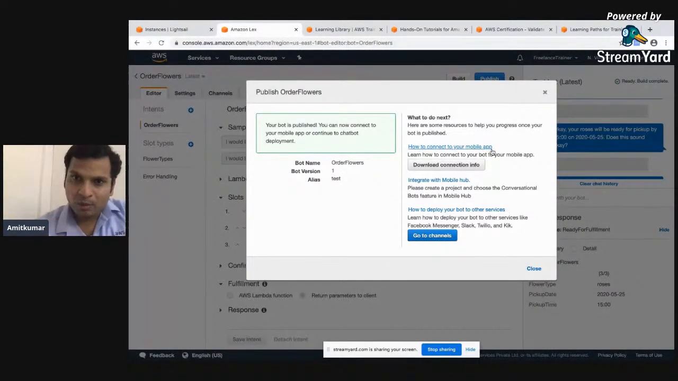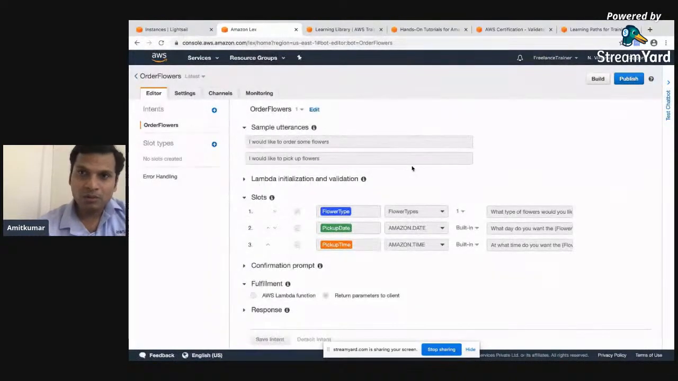It is providing you connection information so that you can connect to your mobile application. You can integrate it with the Mobile Hub service of AWS, which is a platform through which you can do effective development of your Android and iOS applications. Then you can also deploy your bot service to other messaging services like Facebook Messenger, a Slack channel, Twilio or Kik. So these are the various channels and methods to integrate it, which we are not covering in this. Okay, so that was about the demo.